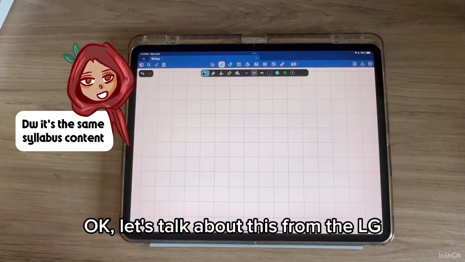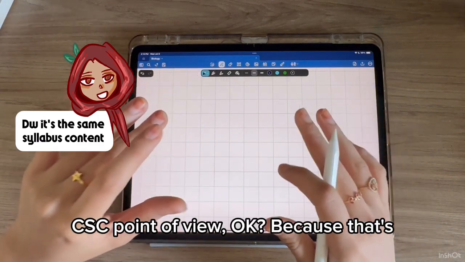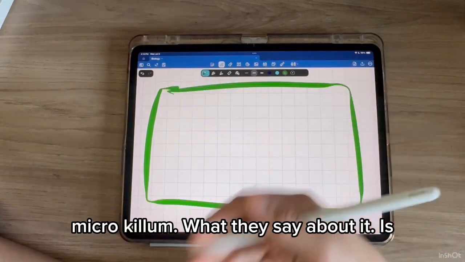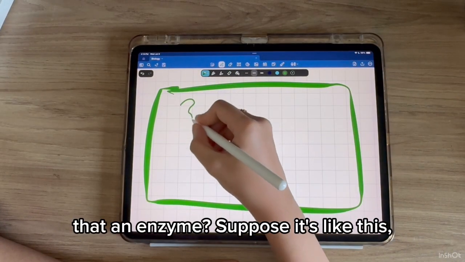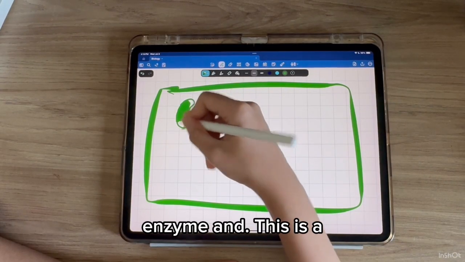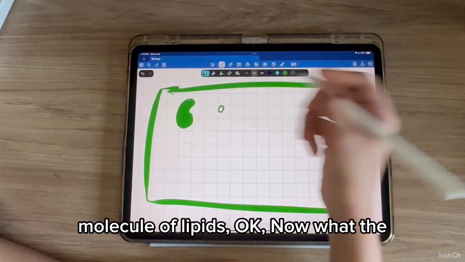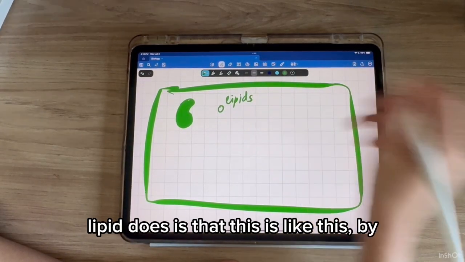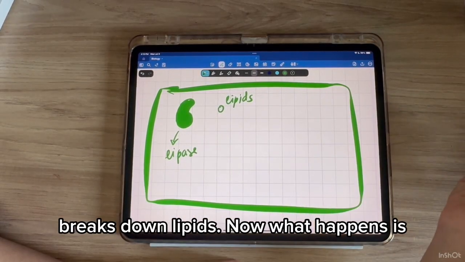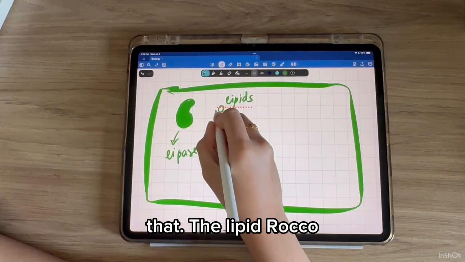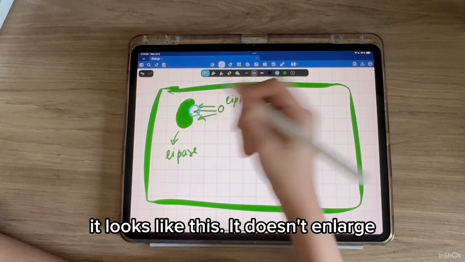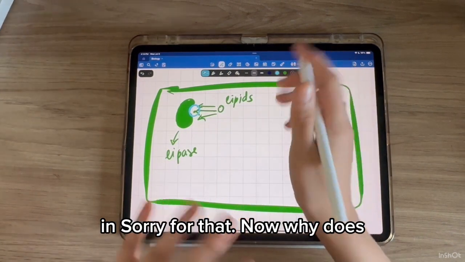Okay, let's talk about this from the IGCSE point of view, because that's what I study. What happens in my curriculum is that an enzyme, suppose it's like this, is the enzyme, and this is a molecule of lipid. This is lipase, by the way, because lipase is an enzyme that breaks down lipids. Now the lipid molecule goes here and it connects. So now it looks like this. It doesn't enlarge in, sorry for that.